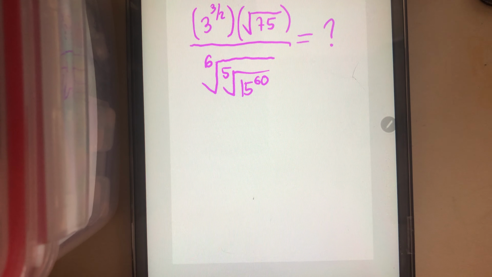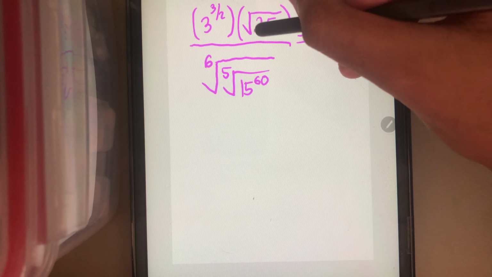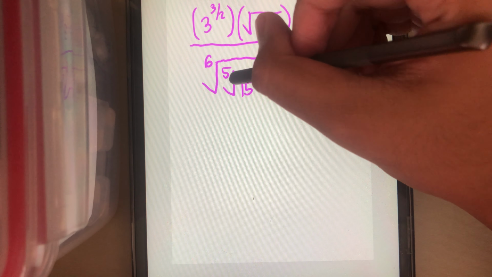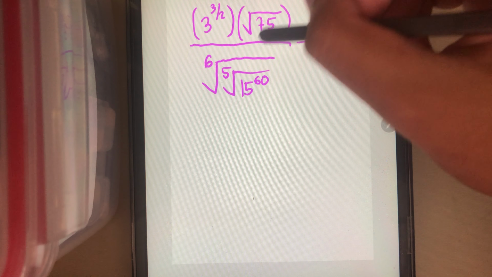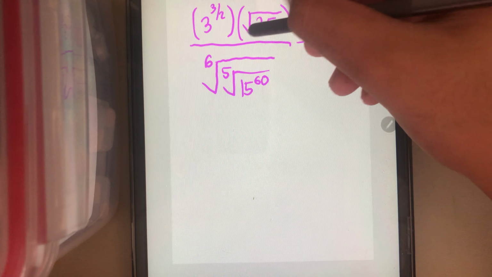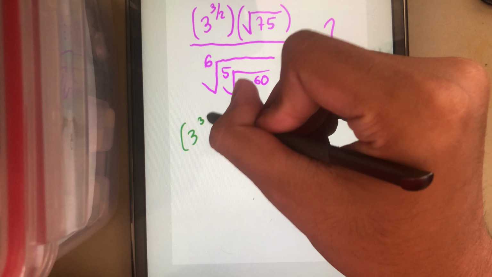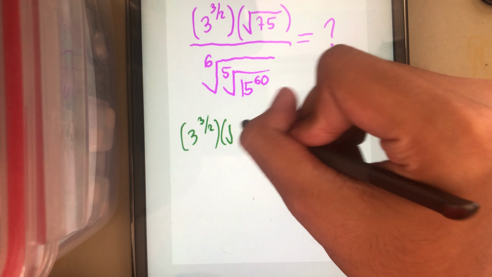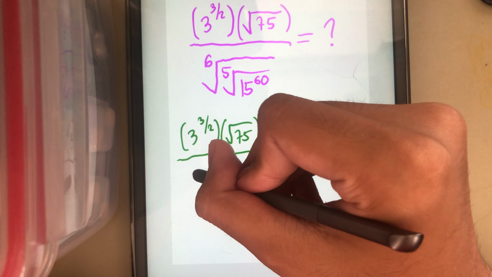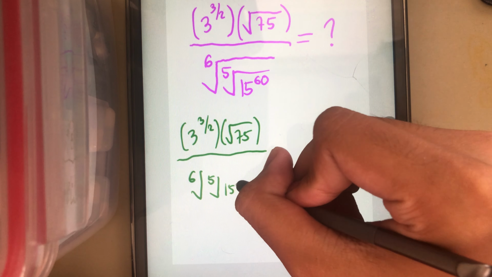In this video, we have to simplify the equation 3 power 3 over 2 times square root of 75 divided by 6th root of 5th root of 15 power 60 without using a calculator. Let's copy down this given equation. It is 3 power 3 divided by 2 times square root of 75 divided by 6th root of 5th root of 15 power 60.